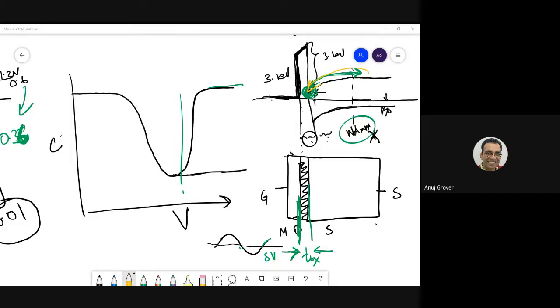Okay, sir. Okay, is this clear? Yes, low frequency is clear. Everyone, anyone has a doubt?